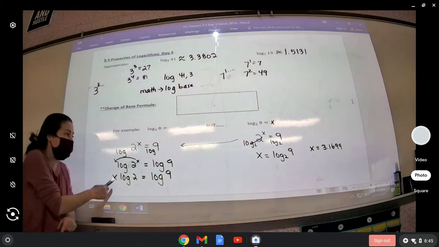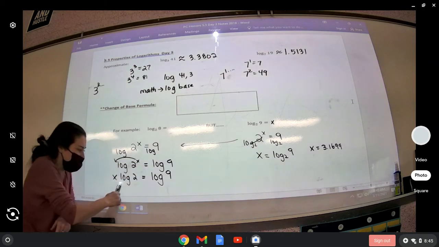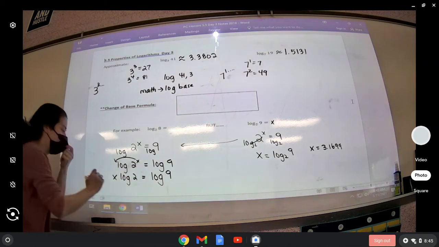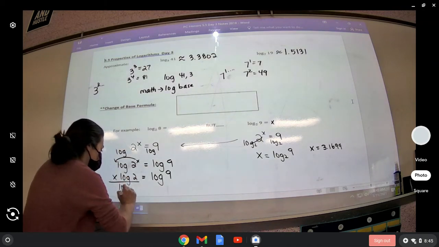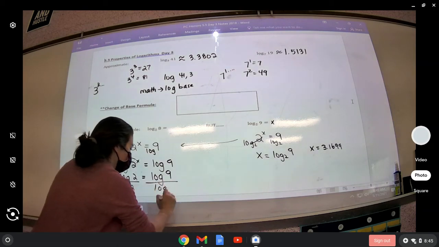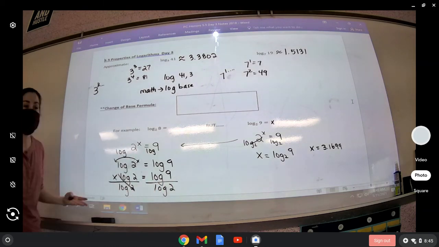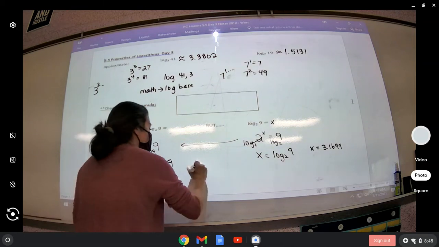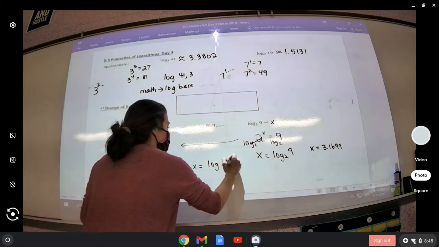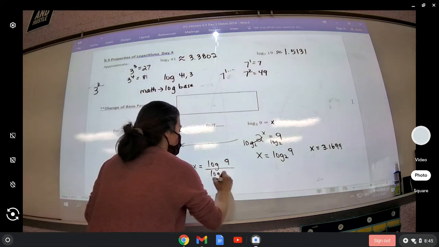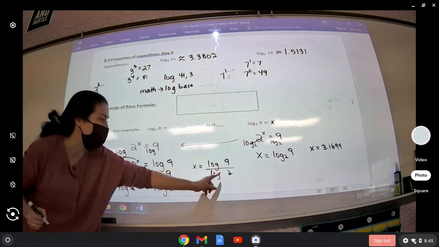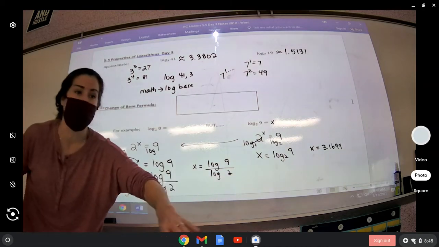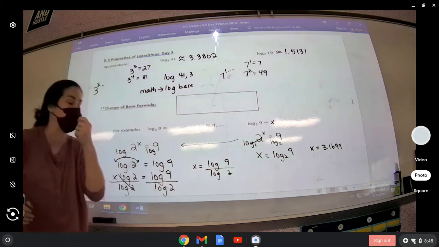So now the only thing I have to do to find out what this missing power was is divide the log 2 away. So now my missing exponent, x, is equal to the log of 9 divided by the log of 2. And guys, these are logs that any calculator could find. These are base 10 logs.